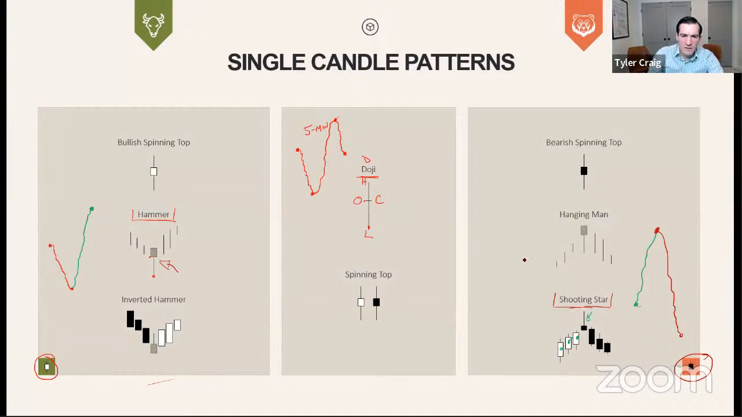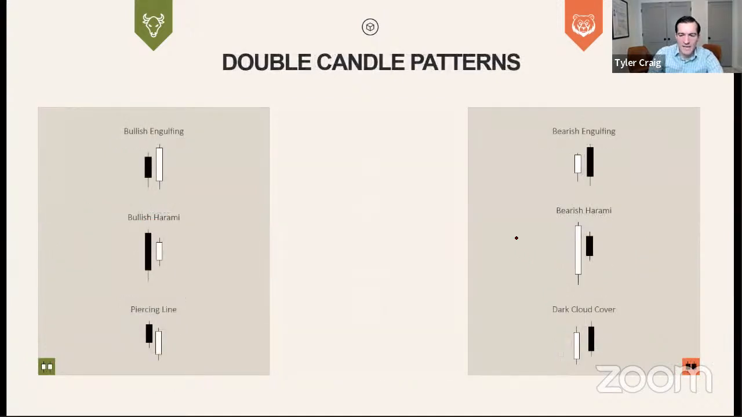Okay. Let's go to double candle patterns. Two candle patterns. All right, let's start with the bulls. Bullish engulfing. Do you see, so black white is the same as red green, right? So down day, up day. So what's the black or red here?